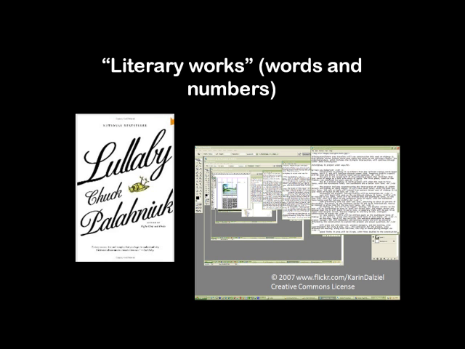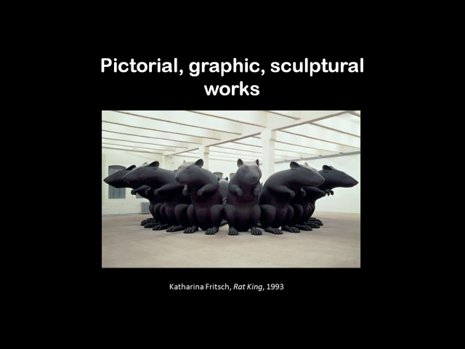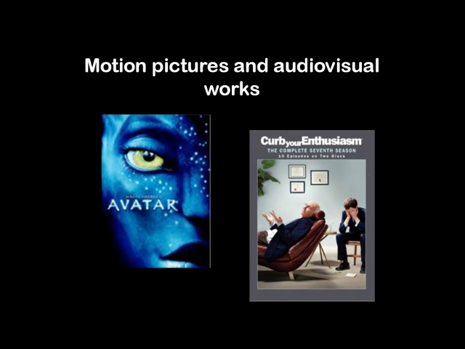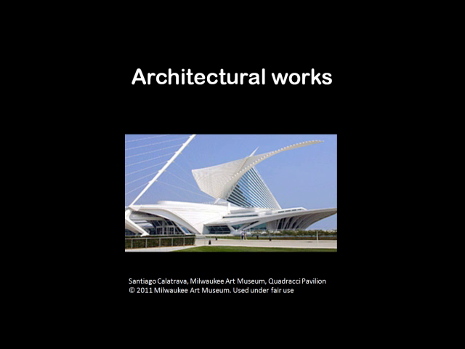For example, literary works, including things like books, and also creative sequences of text and numbers like computer programs, are protected by copyright. Musical works, dramatic works, and choreography are all protected by copyright. Pictorial, graphic, and sculptural works are protected by copyright. Motion pictures and audiovisual works are protected. Sound recordings are protected. And even architectural works are protected.